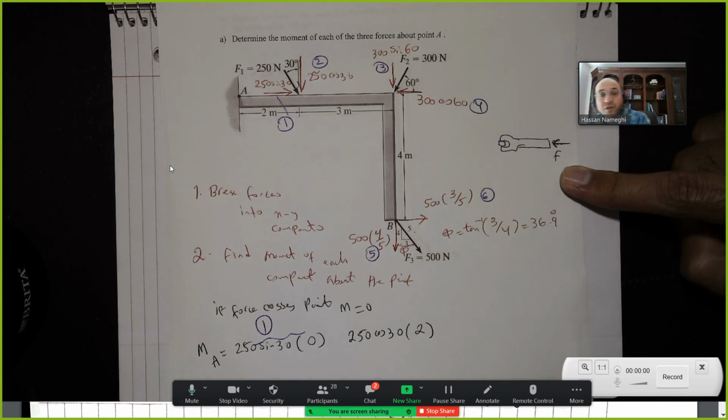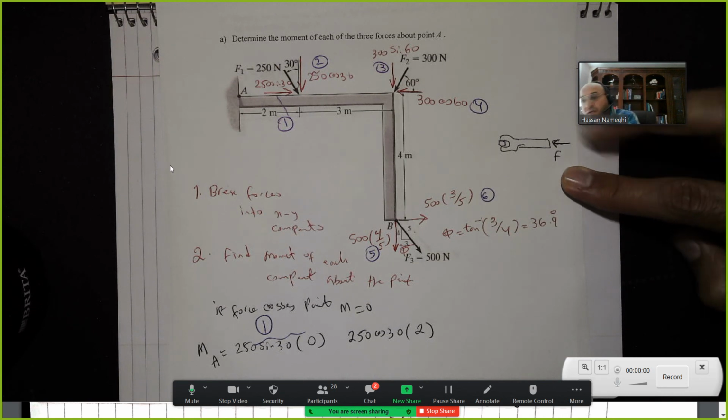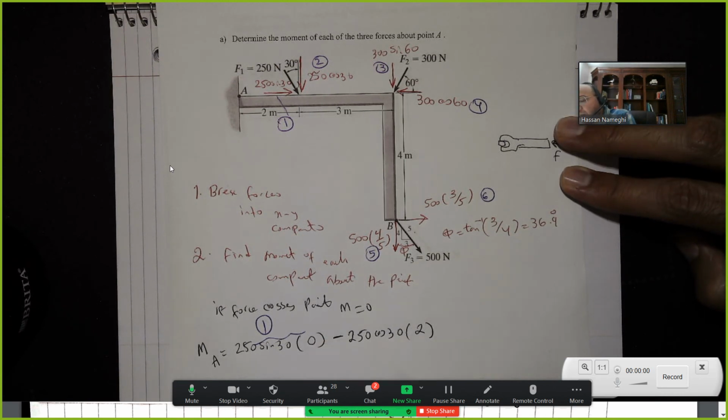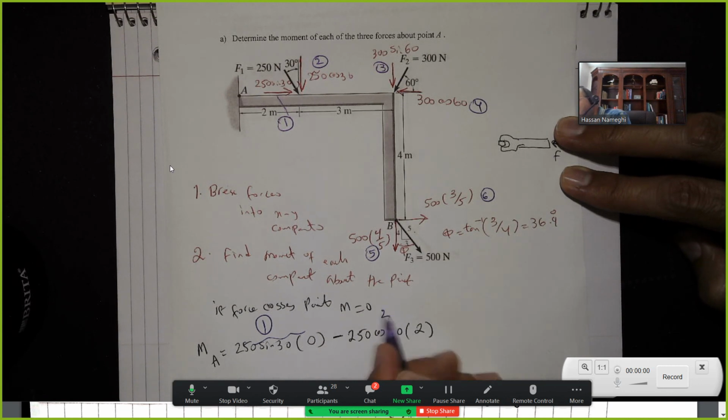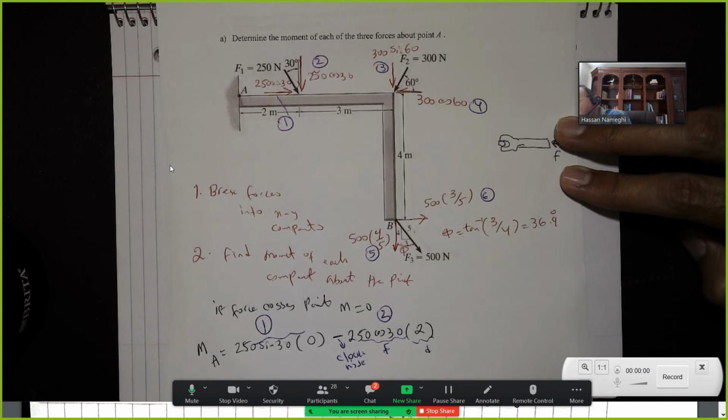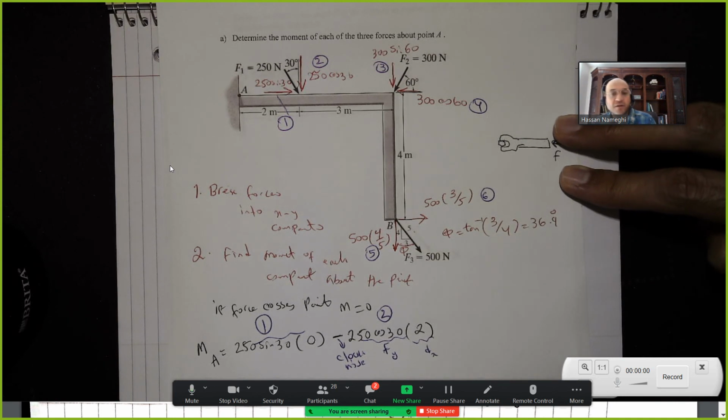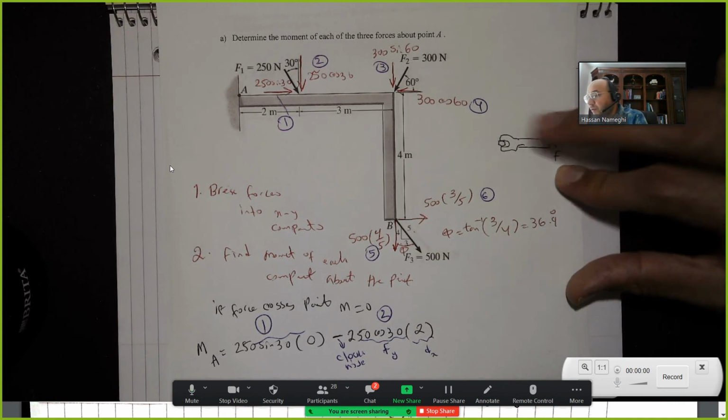Is it clockwise or counterclockwise? Clockwise. We are all in agreement. So that will be negative, and this negative is because it is clockwise. Now, this one is the force and this one is the distance, the perpendicular distance. The force was in the y, the distance was in the x. Let's move on to the third component.